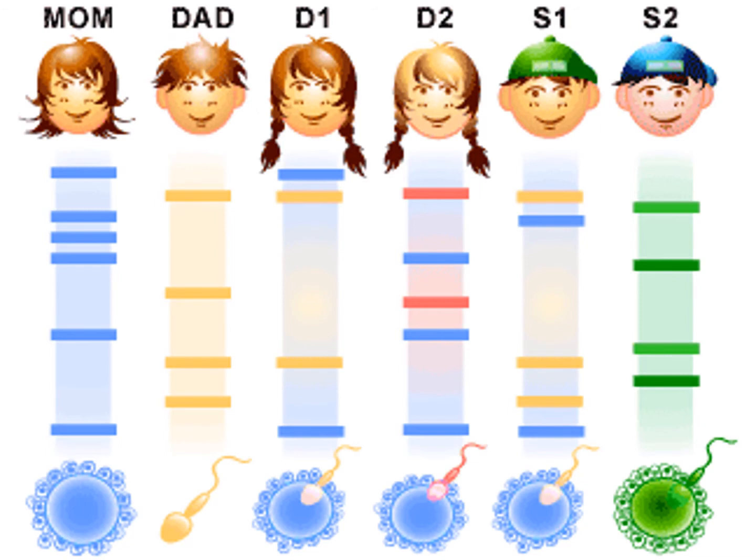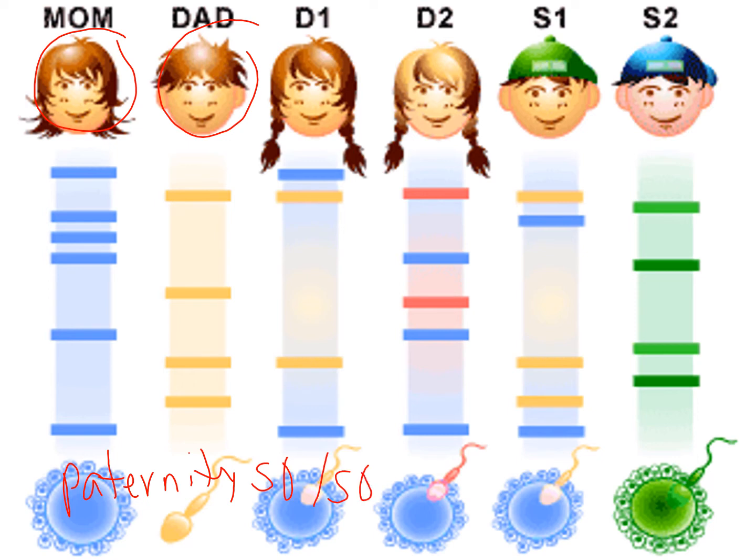So now we have to figure out, here is mom and here is dad. They got 4 kids. We have to figure out which kids are actually theirs by blood. So mom's DNA, dad's DNA. Now with this, because it's paternity, it's 50-50. So you have to have 50% of mom's genes, 50% of dad's genes.